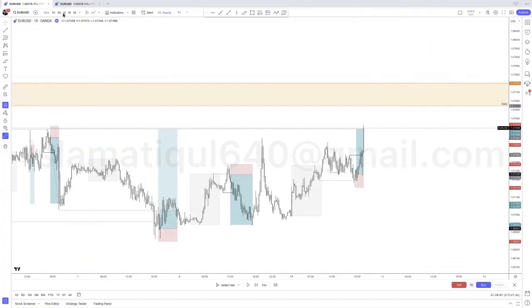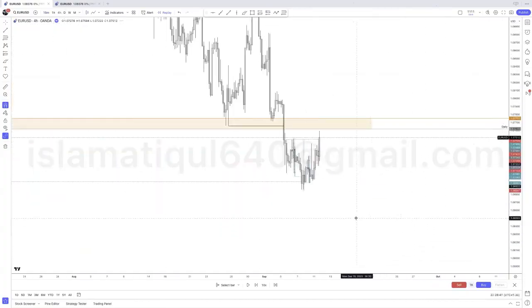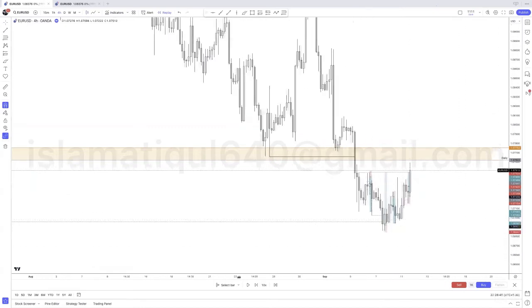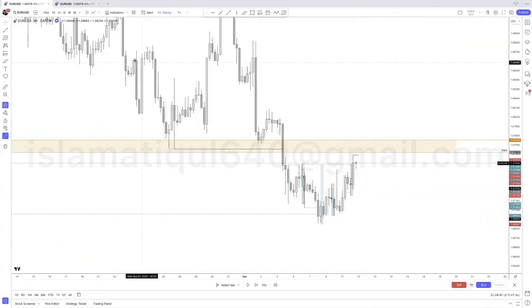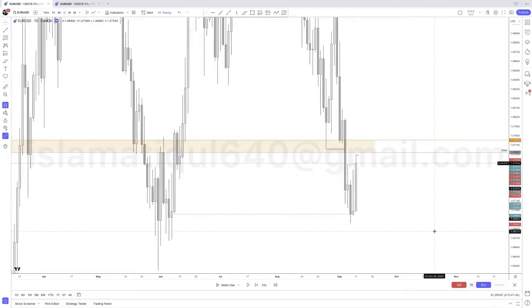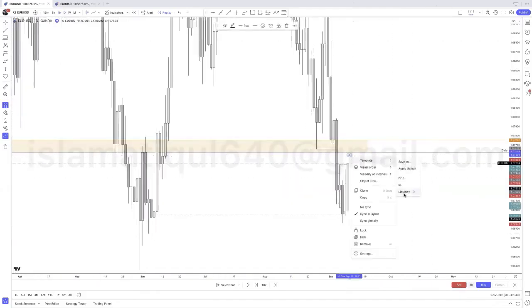Okay, so that's over. Let's wait for the day to end. That's it. So now what is daily doing? It's also building up a lot of liquidity here. Previous day's high. Can you see? We have the previous days.